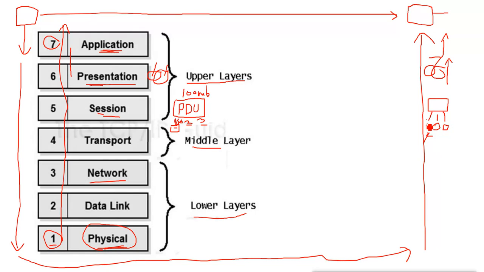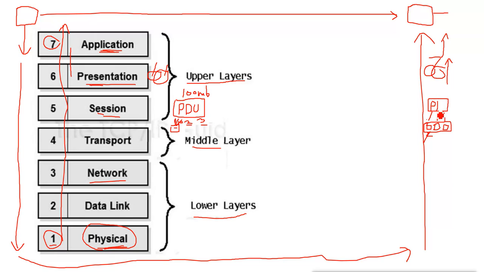Like this, all the packets will come to the destination, and when they have all reached here, what does the transport layer do? It will reassemble the packets to create this 100 MB PDU.